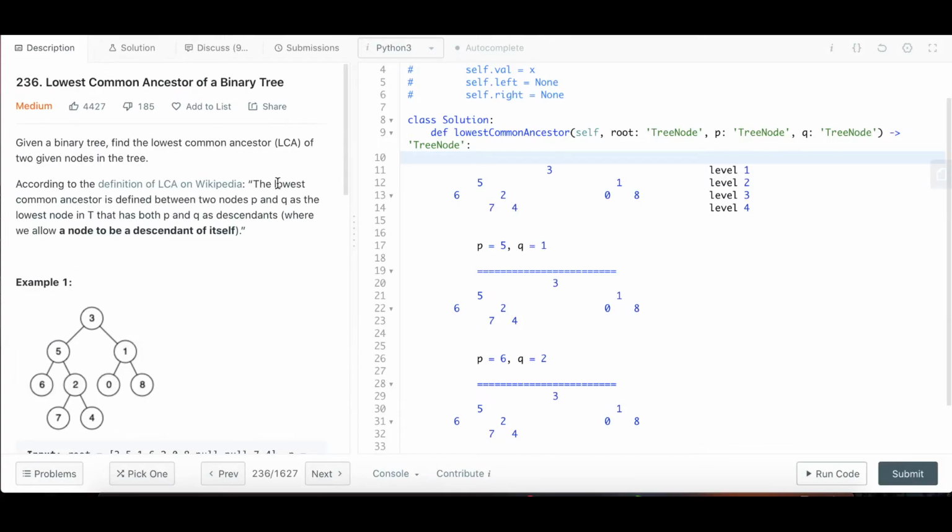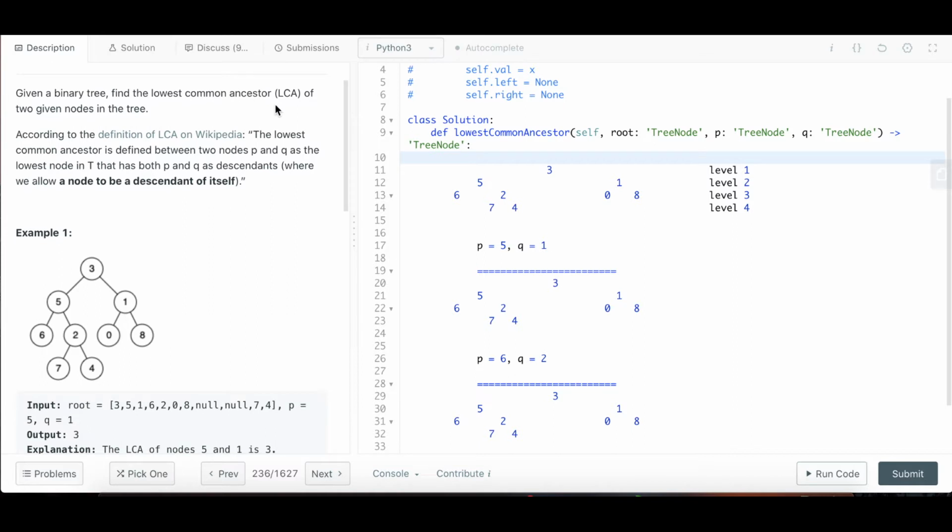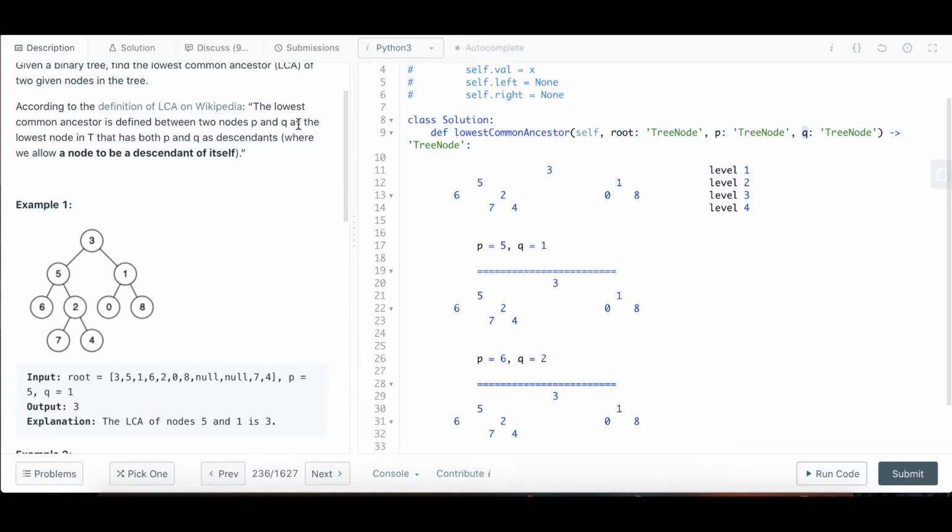All right, today I'm going to talk about this Leetcode problem 236, lowest common ancestor of a binary tree. So you're given a binary tree and you want to find the lowest common ancestor of the two nodes that are also given to you, P and Q. The lowest common ancestor is defined here as basically a node that has P and Q as its descendants. And it should be the lowest possible node in the tree.